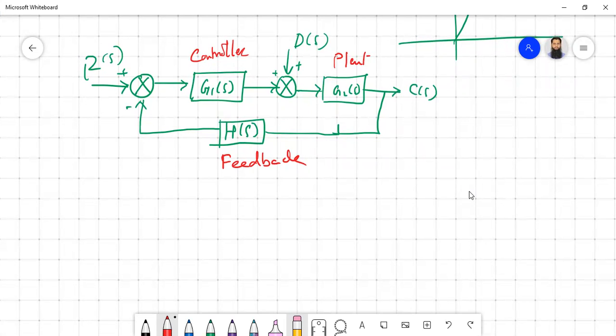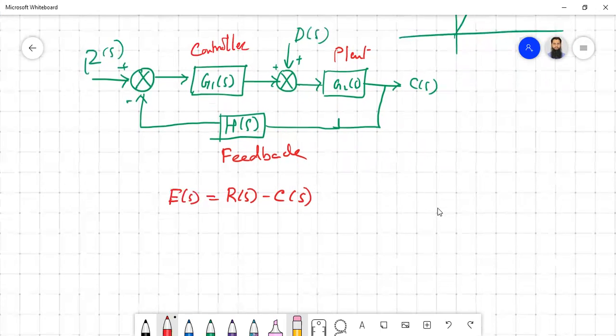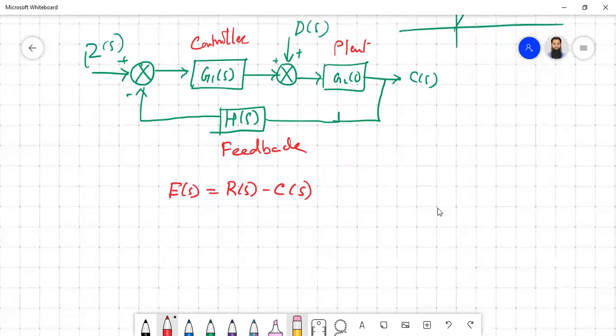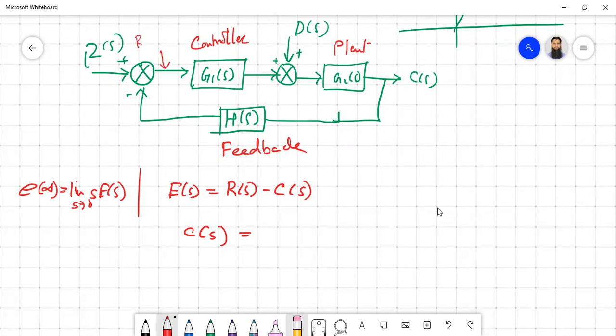Okay, so start deriving the formula again. The fundamental thing, as always, is E(S) equals R(S) minus C(S). So we have to calculate the value of C(S) out of this block diagram. Then we can replace it here and easily find the value of E(S), and the steady state will be limit S tends to zero of S E(S). So what is C(S)? As you can see here, whatever signal we have is basically R(S) minus H(S) C(S).